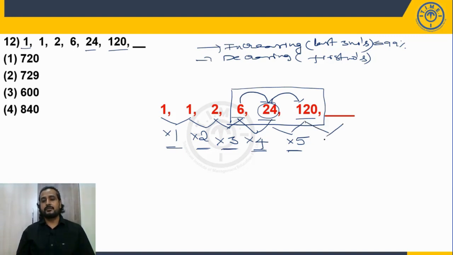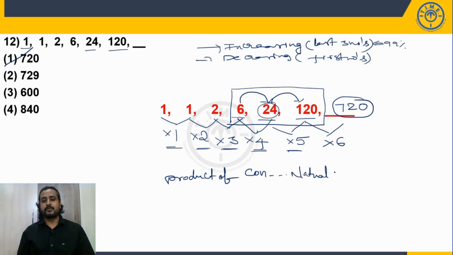Next to 5, the natural number is 6. So 120 into 6 is 720. So my answer will be 720. Choice 1. And what is the logic? Product of consecutive natural numbers. So whatever we have discussed during the consecutive pattern can all be given in the form of a product also. Clear? So the logic is product logic.